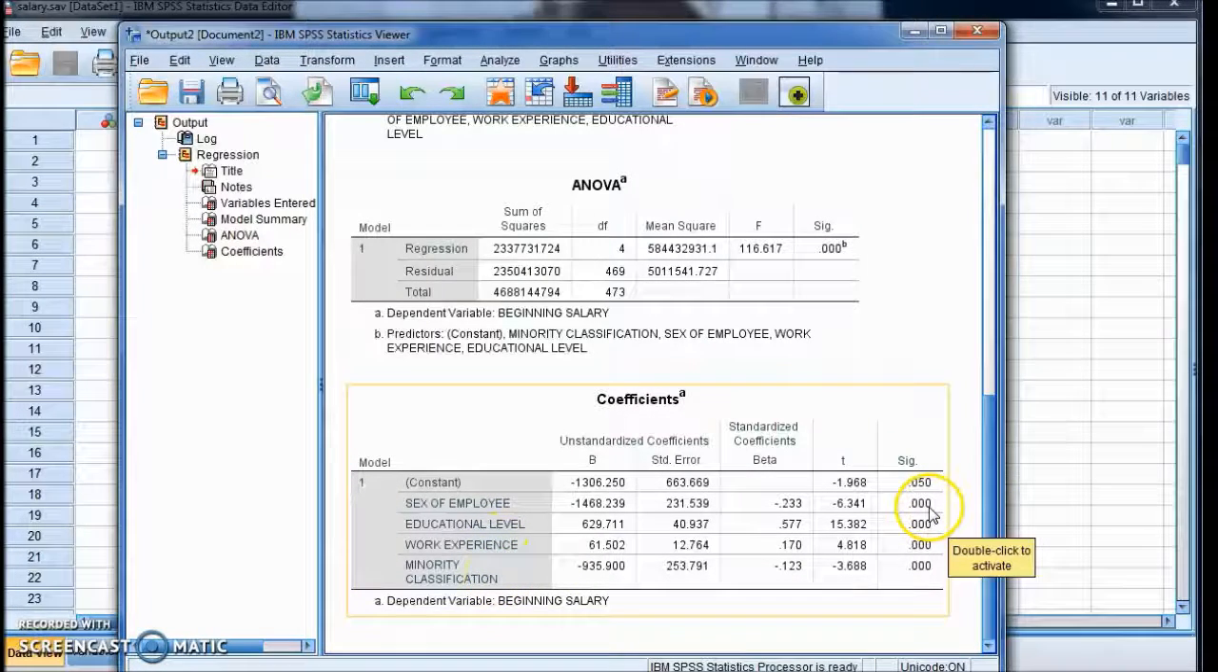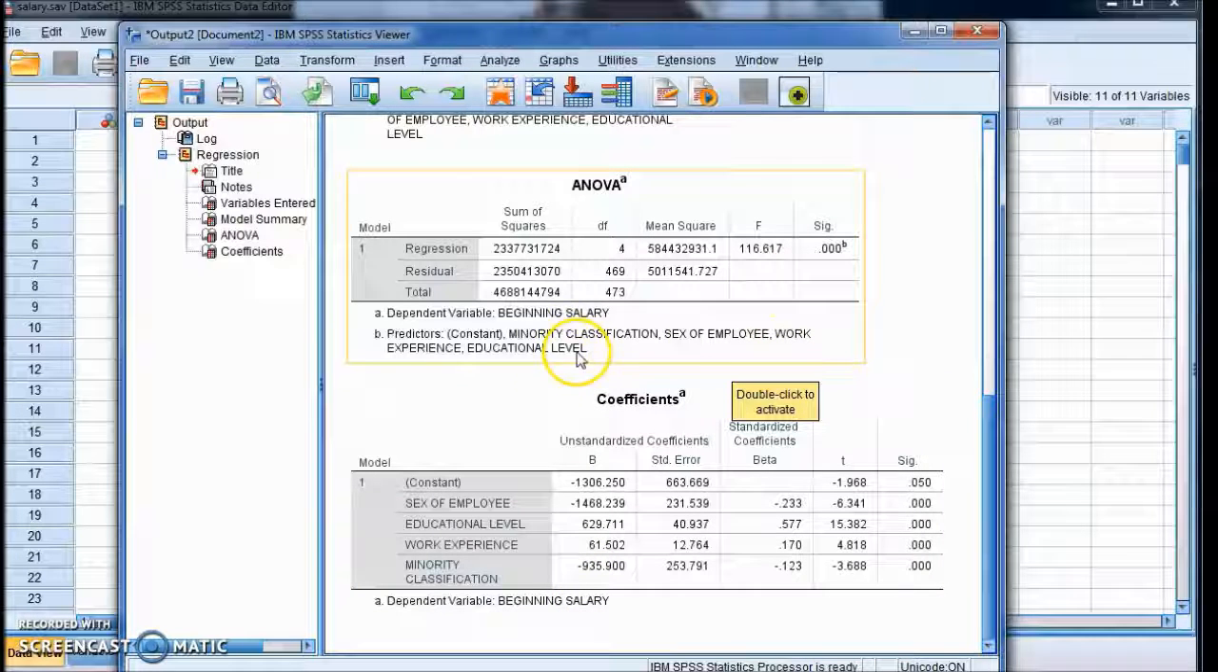How do I know that? Because they all have significant values of less than 0.05. That p-value of less than 0.05 is telling me that all of these have some impact on the dependent variable, salary. But I'm curious, is this the most efficient equation? Is this all I need to have in there? What if I start taking some of them out?